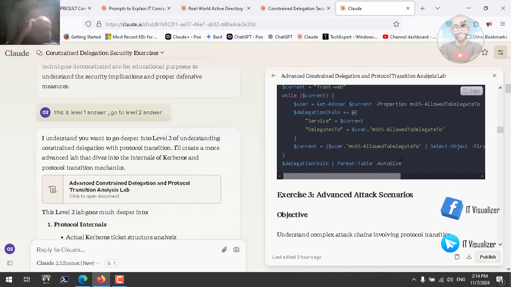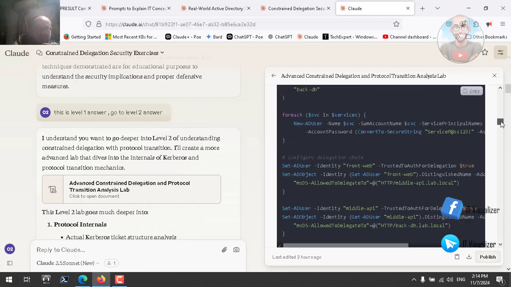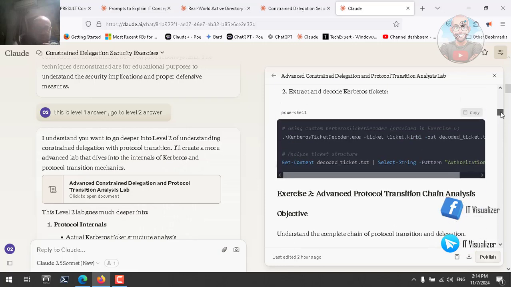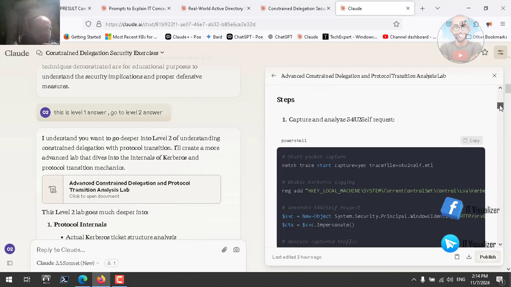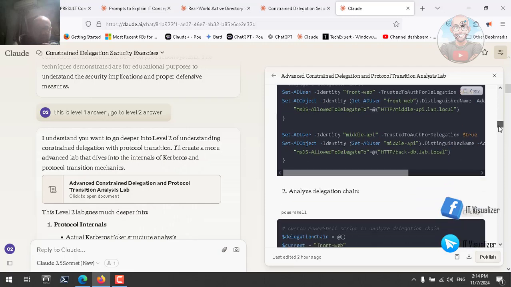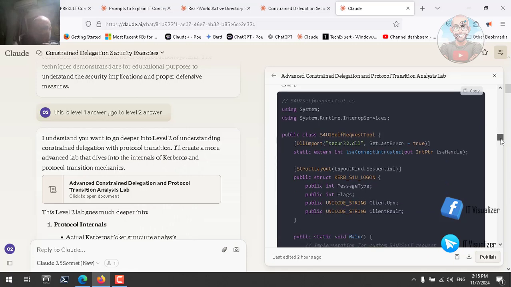After setting up all of the service accounts, the delegation, and the protocol transition, now he is doing the attack: understand a complex attack chain involving protocol transition. First of all, I think he has the password of the service account that was captured from the Kerberos ticket. Yes, I think that is the situation. Now he develops a custom request tool, so he will request the service ticket through a developed custom tool. This is a very, very deep one.